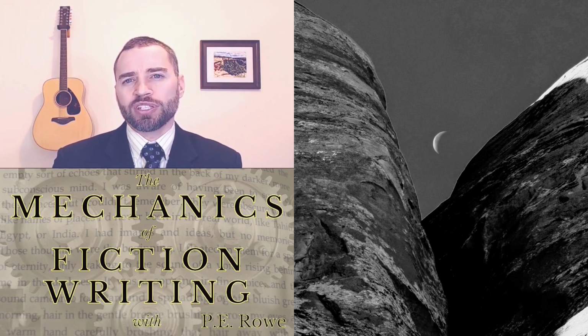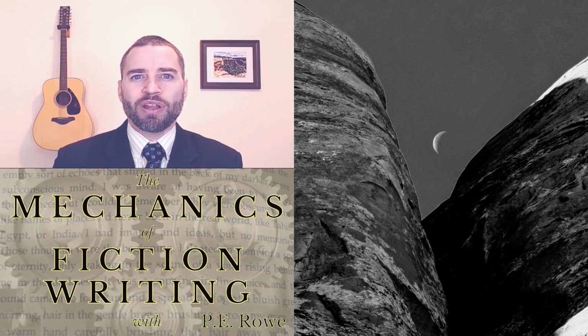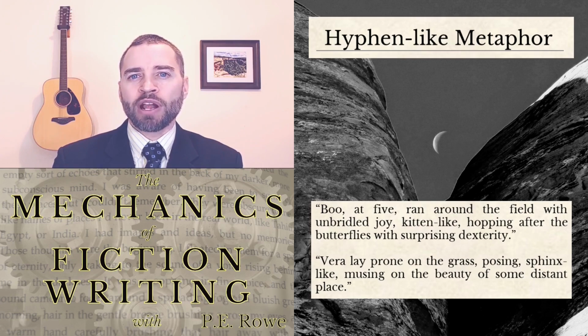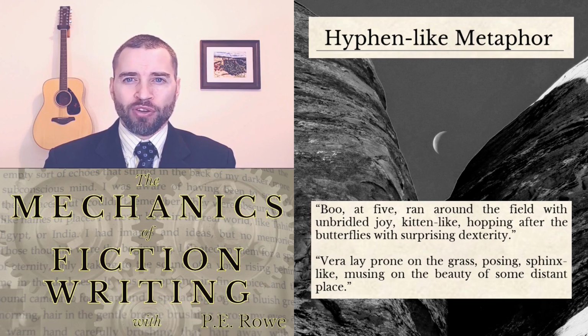I'm sure there must be a linguistic or literary term specific to this first type of metaphor, but I've never come across it, so I simply call this the hyphen-like metaphor. They go like this. Boo, at 5, ran around the field with unbridled joy, kitten-like, hopping after the butterflies with surprising dexterity. Or, Vera lay prone on the grass, posing, sphinx-like, musing on the beauty of some distant place. Now, neither of these are particularly beautiful or evocative, and they're certainly not overly original. But you might think of the hyphen-like metaphor as the fast-acting formula. It gets the job done quickly without much ado, and they're much easier to apply than the whole Megillah.